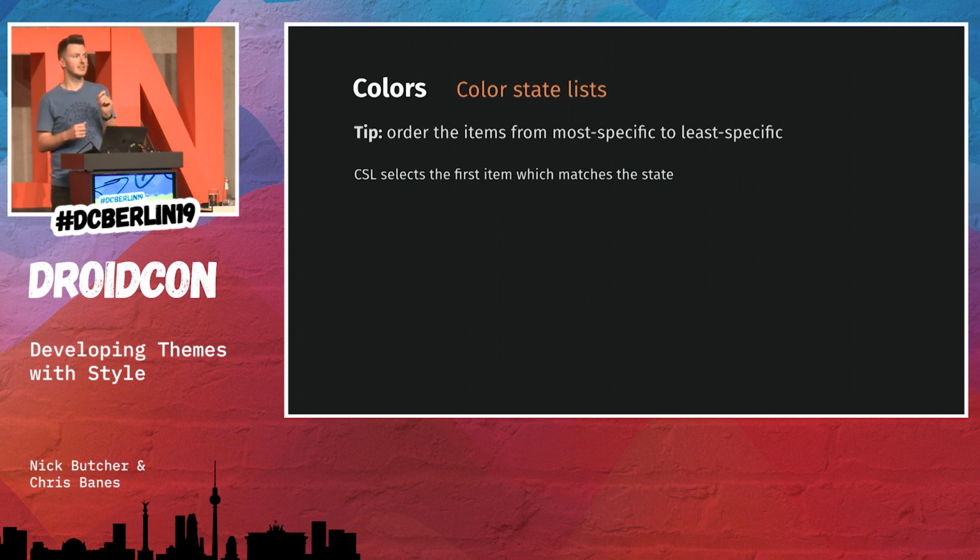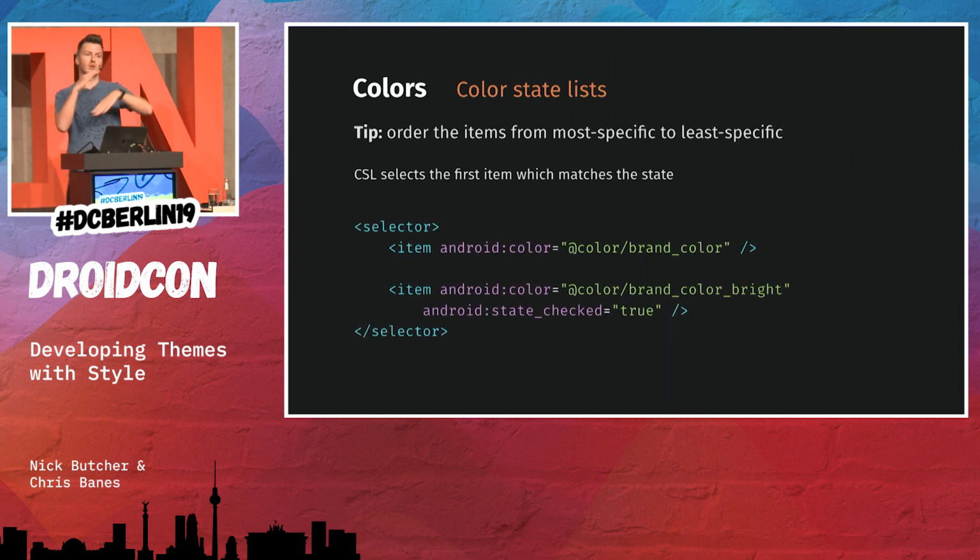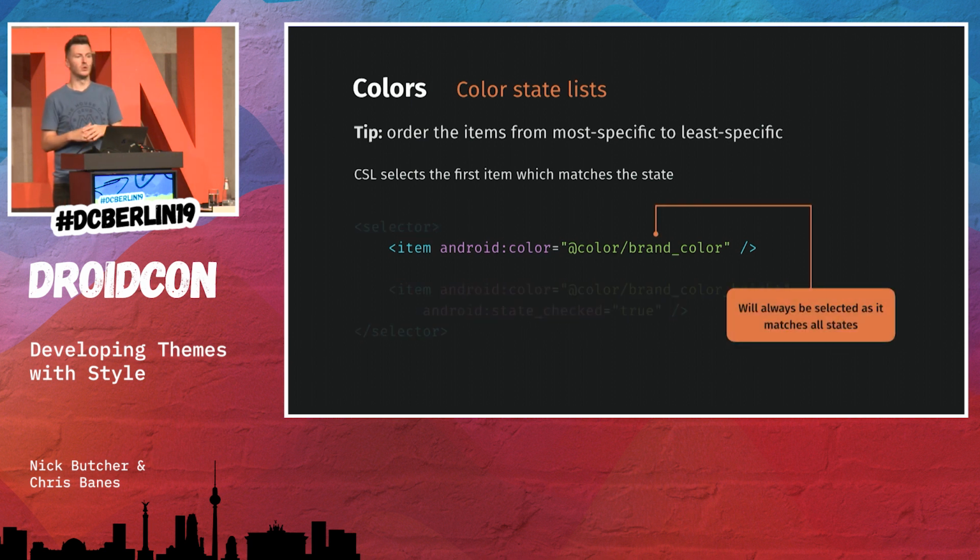So one tip for color state lists is always to order them from most specific at the top to least specific at the bottom. This is due to the way the color state list class actually tries to find a color. It basically goes through each item until it finds one which matches. So it's the first match. You always want most specific at the start. If we do this instead, where we swap the colors around, so our default color is at the top, this color will always be selected, because no state means it matches everything. So therefore, it will always be the first thing that matches.